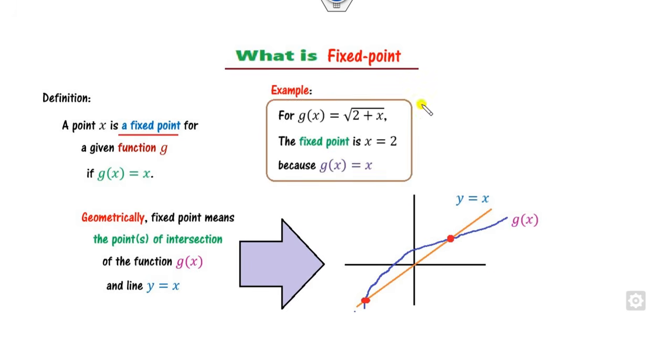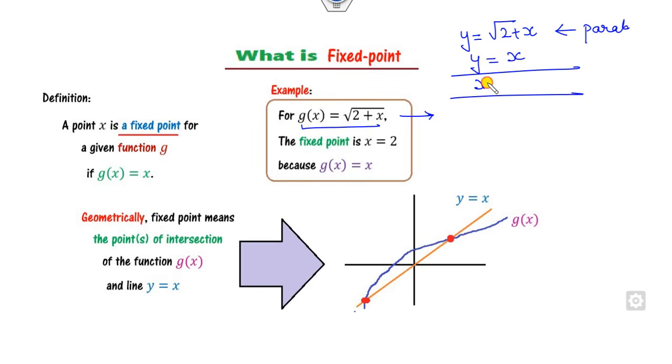For example, if I consider this function, y = 2 + x, it is like a parabola. And if I draw the graph of y = x and find the point of intersection, you will get this expression. Clearly x = 2 satisfies this equation, because 2 = 2 clearly holds. Therefore x = 2 is my fixed point.